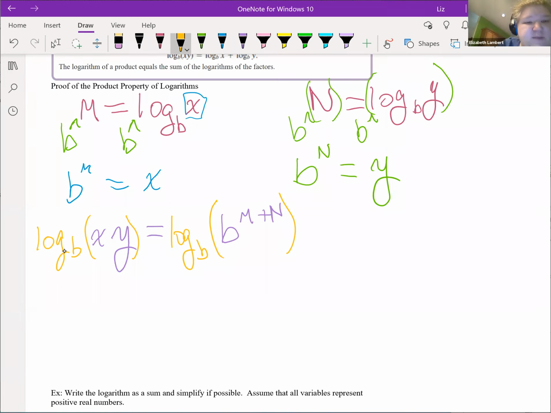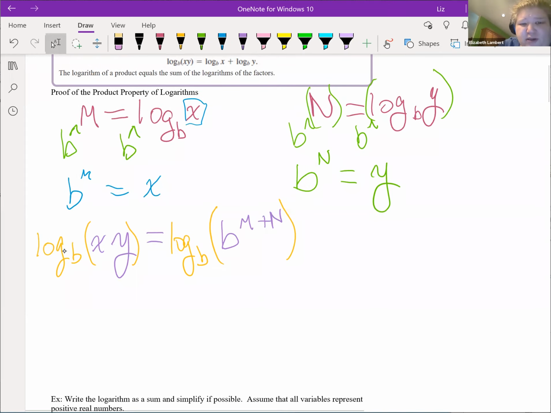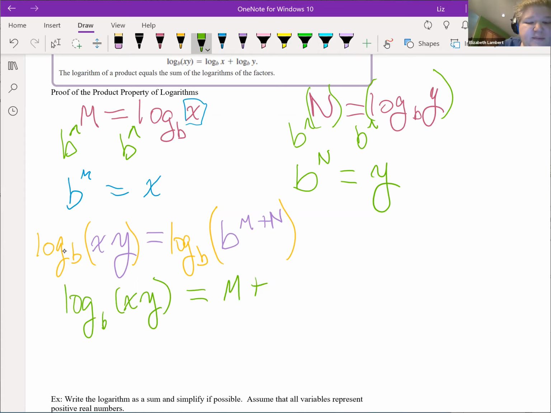All right, so log base b of xy, and that's actually the first part of the property. If we scroll it a little, see? Now over here, log base b of b to the m plus n. Log base b and b cancel each other out. So this is now log base b of xy is the same as m plus n.